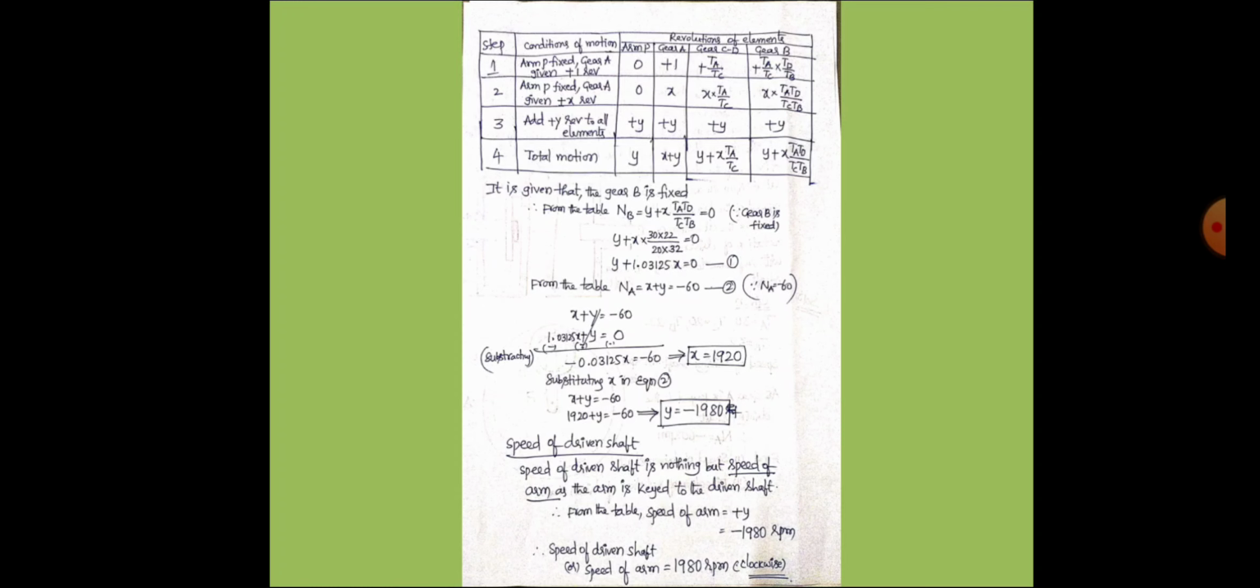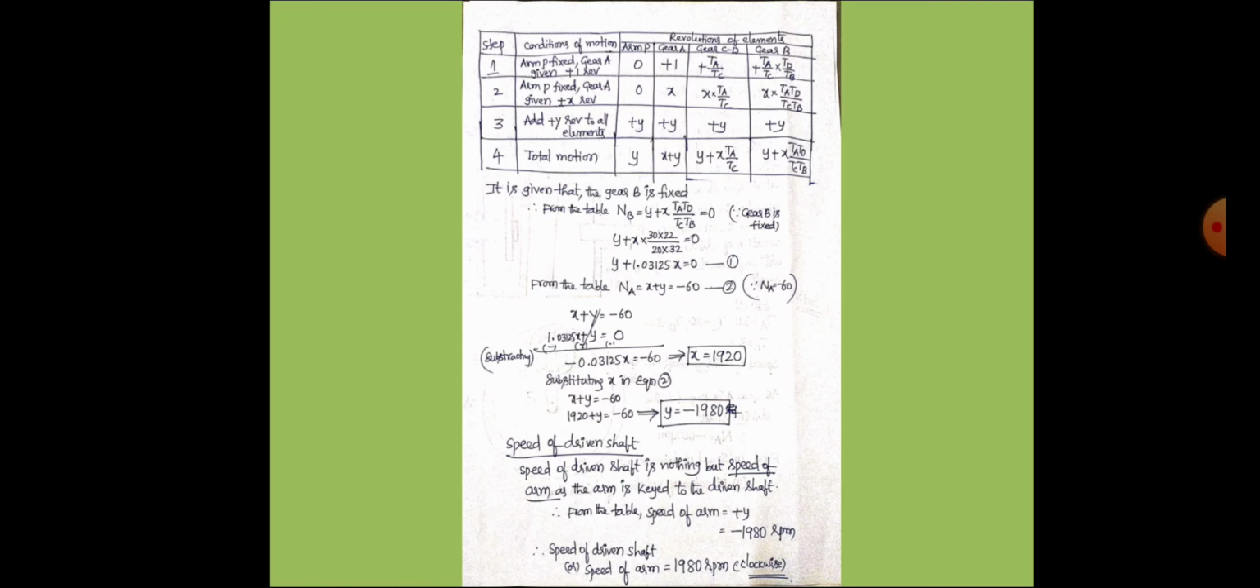Therefore the speed of the compound wheel is TA by TC, and I mentioned it as plus because gear A is in mesh with C. So in what direction? Because gear A has internal teeth.